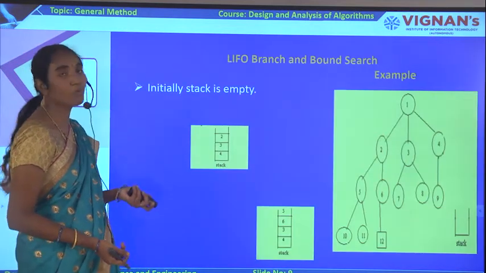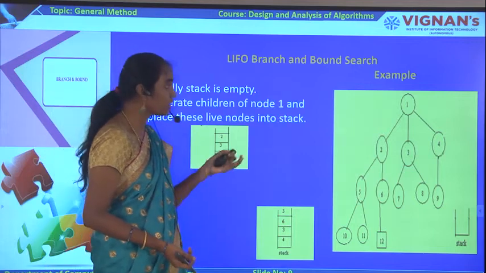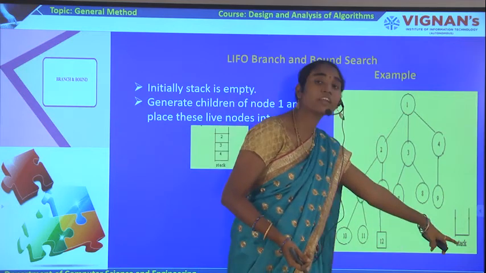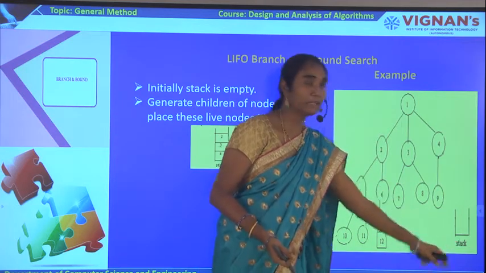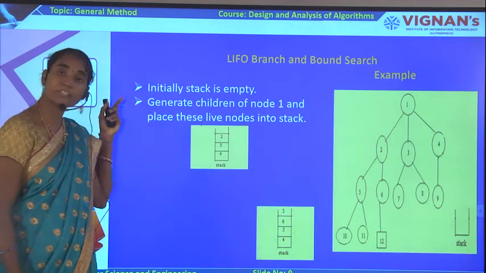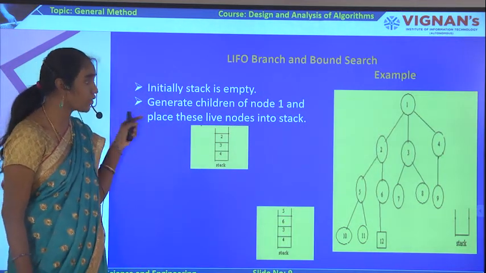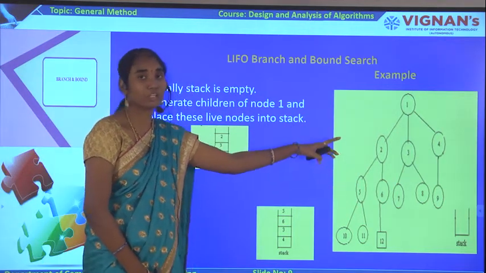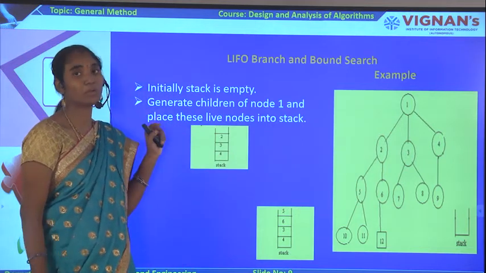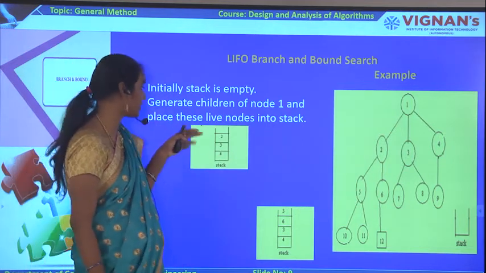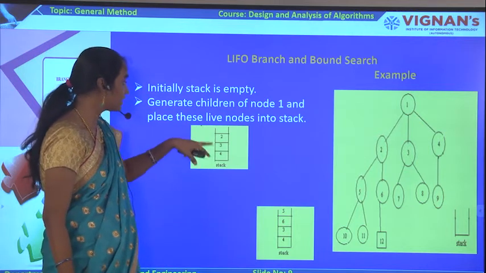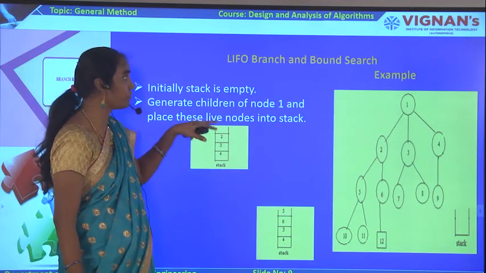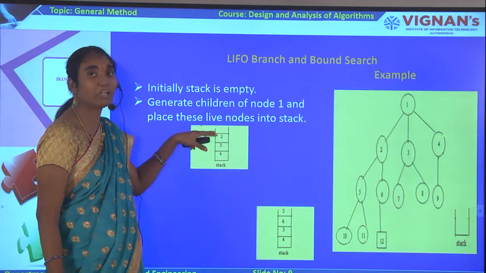Now let's see LIFO branch and bound search. Here also I am taking the same example where 12 is a solution node, and initially I am considering the stack as empty. Now generate the children of node 1. Because node 1 is the root node, it has 3 children, 2, 3, 4. I need to push all of these into the stack. Whatever is the last input will be the first output, right?